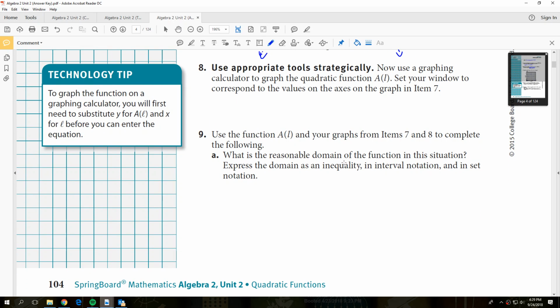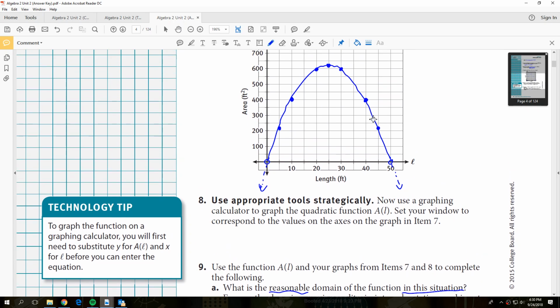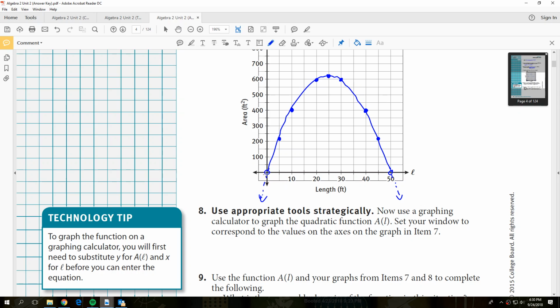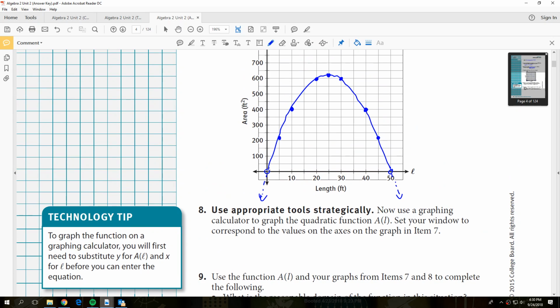What is the reasonable domain? And remember, the big thing here is going to be reasonable. The domain of the function in this situation: parabolas go on forever, right? But this is a particular situation, and it couldn't go down to 0 or be negative because you couldn't have a negative width or length. So the domain would go from 0 all the way to 50.